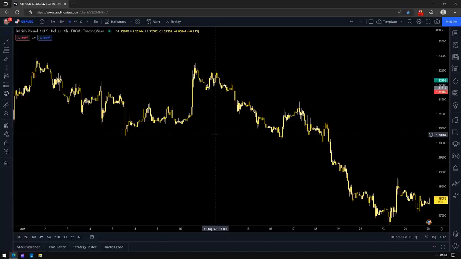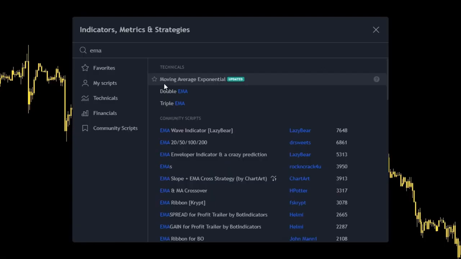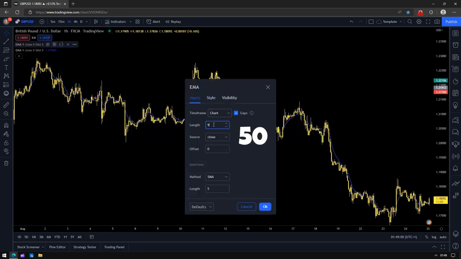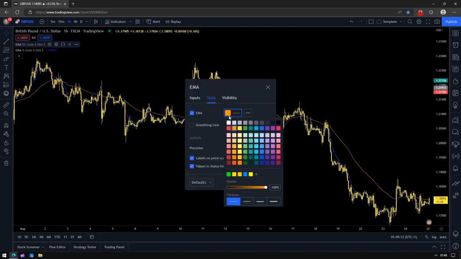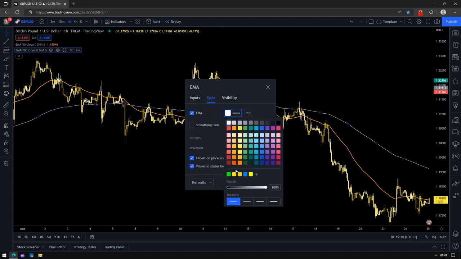The method is based off three separate things. Two of them are EMAs and one is the TDI. So we'll get the EMAs on our chart now. I'm going to go up to indicators, type in EMA. This moving average exponential here, click that twice. For the first one, I'm going to change the input length to 50. I put my style to orange and the thickness to 2. For the second EMA, put the input length to 200 and the style to white, thickness 2.